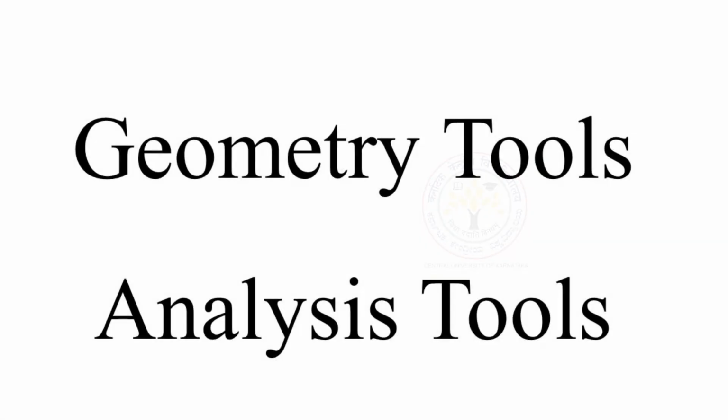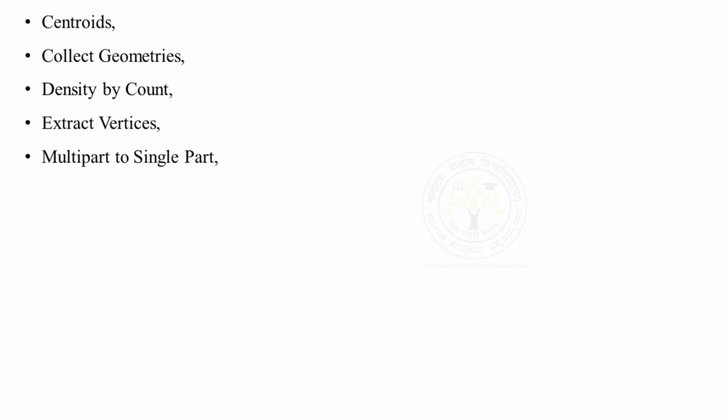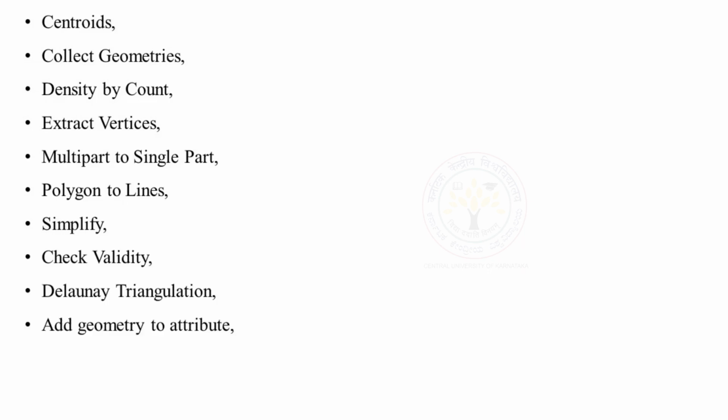In today's video, we are going to discuss geometry tools and analysis tools in QGIS. First, we will see geometry tools in QGIS, such as centroids, collect geometries, density by count, extract vertices, multipart to single part, polygon to lines, simplify, check validity, Delaunay triangulation, add geometry attributes, lines to polygon, and Voronoi polygons. A few of these tools are used to obtain specific results and others are used to convert or modify the data.